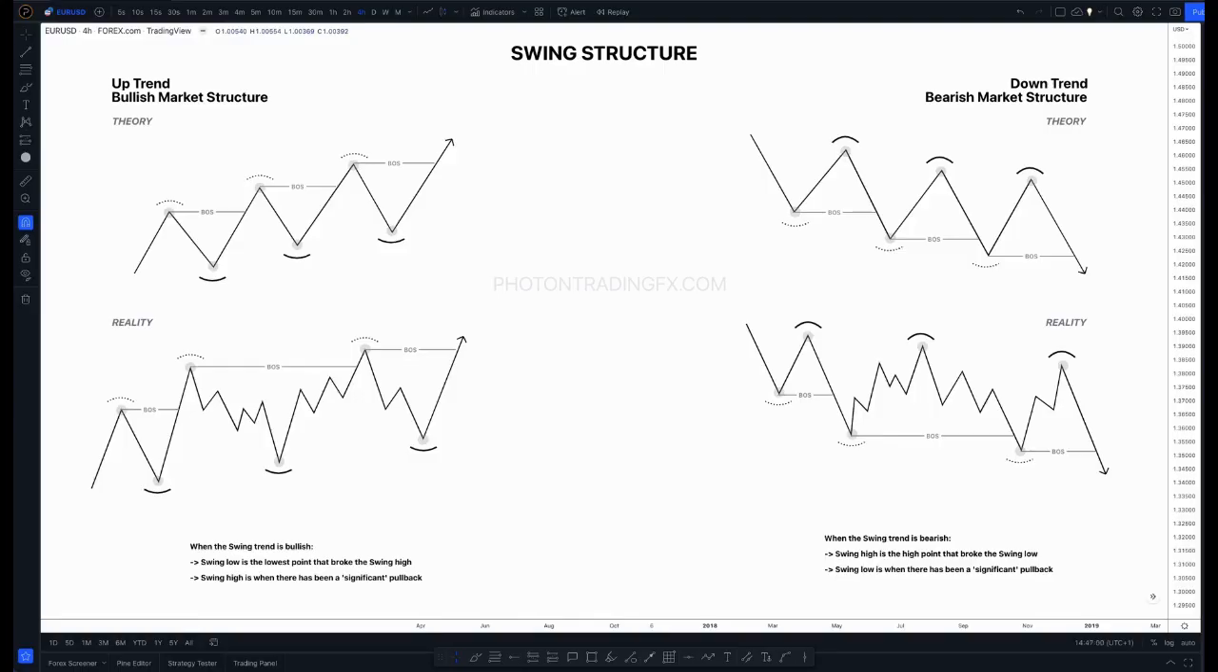So a quick recap on the basic theory. I would recommend you have a little refresher of the very first video in this module, I believe it's called Basic Market Structure, where we go over higher highs, higher lows, lower highs, lower lows, and strong and weak highs and lows. With swing structure, we're just going to focus on it here now.